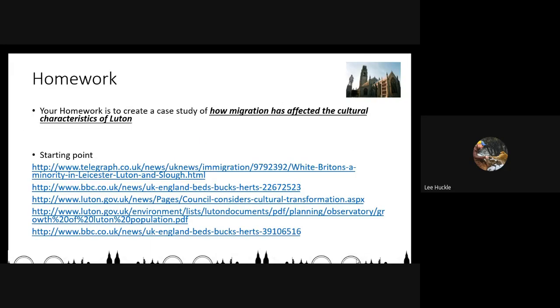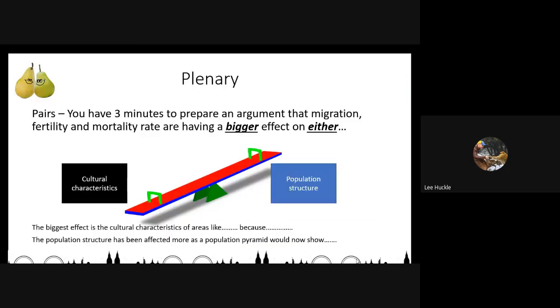Then you would have had a homework to do, and it was to create a case study of how migration has affected the cultural characteristics of Luton. And there was a reason for this, because Luton we really did delve into great depth. And then we'd have finished with a discussion, in pairs, 3 minutes to prepare an argument that migration, fertility, and mortality rate are having a bigger effect on either the cultural characteristics or the population structure.